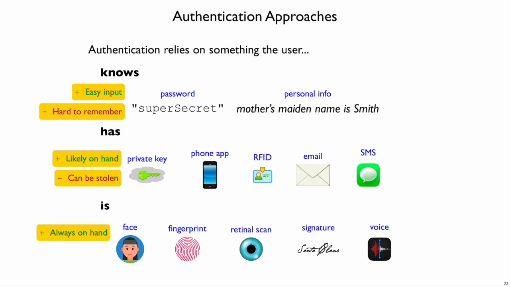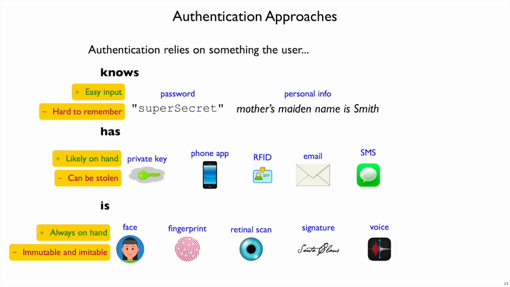The is authentication approach has the advantage that a user can't forget their face or their fingerprint. The fingerprint is literally always on hand. But the big drawback of the is approach is that it's immutable and imitable. So you can't change your fingerprints, and someone can take a mold of your hand and imitate your fingerprints.